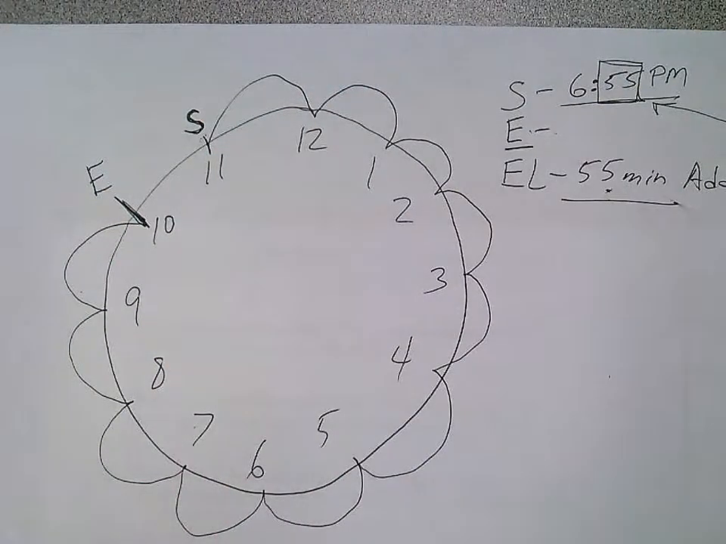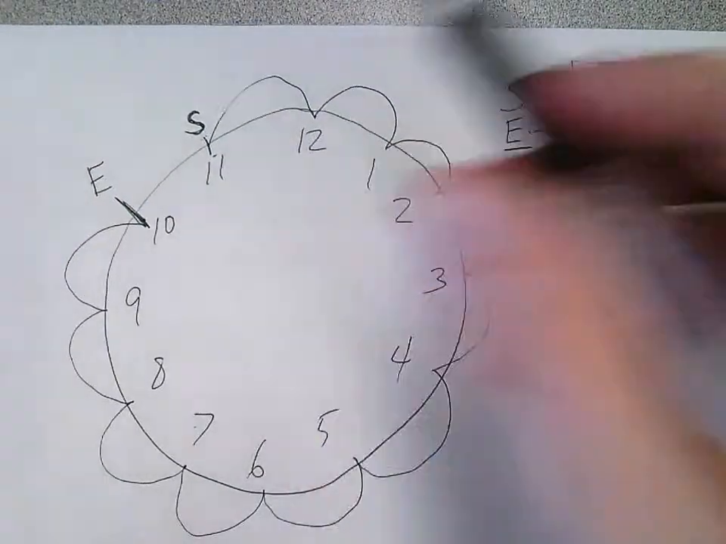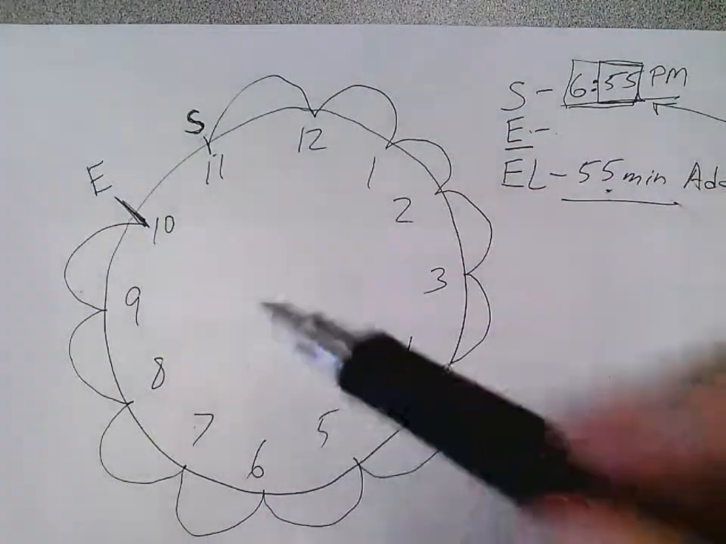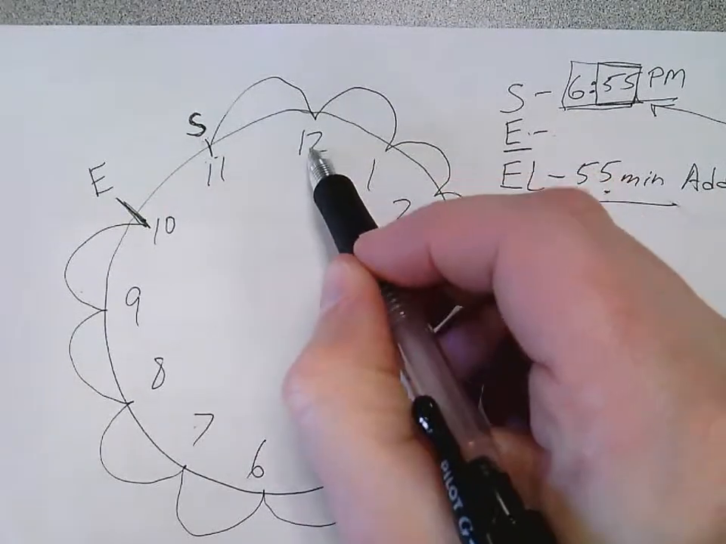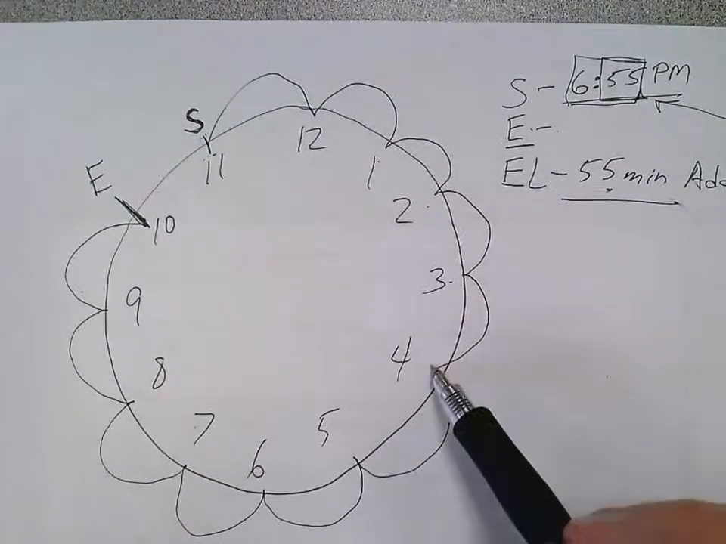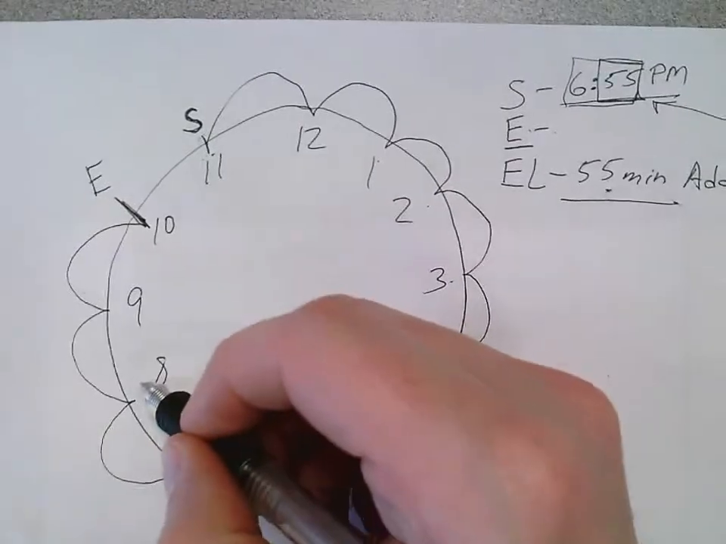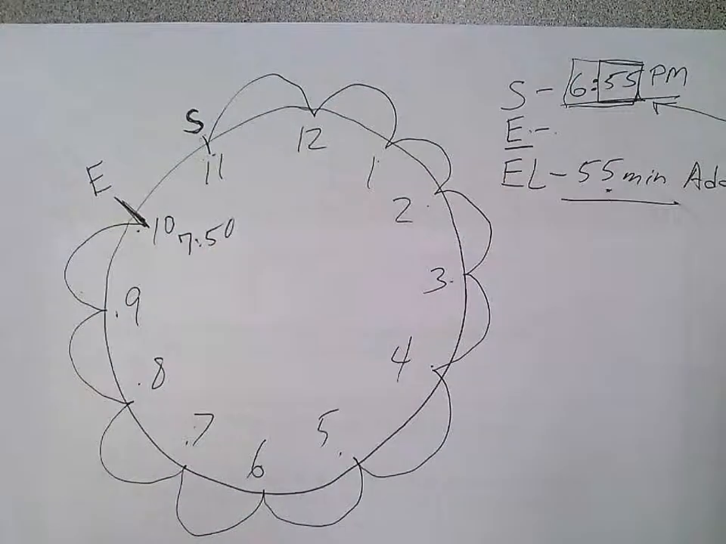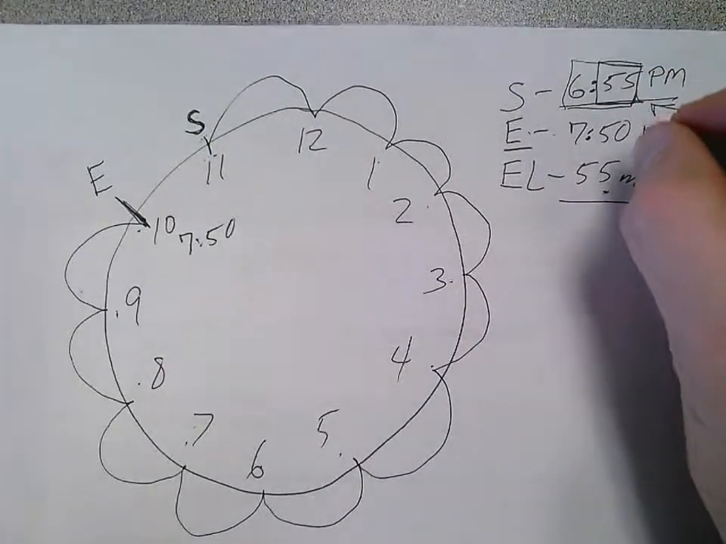Now there's one last step that I want to do. I want to go back to my start time, which is 6:55, and I want to count all the way to my end time. So what I'm doing now is figuring out what my end time is. So 6:55, 7 o'clock, 7:05, 7:10, 7:15, 7:20, 7:25, 7:30, 7:35, 7:40, 7:45, 7:50. So right there, my end time is 7:50. And it is PM.